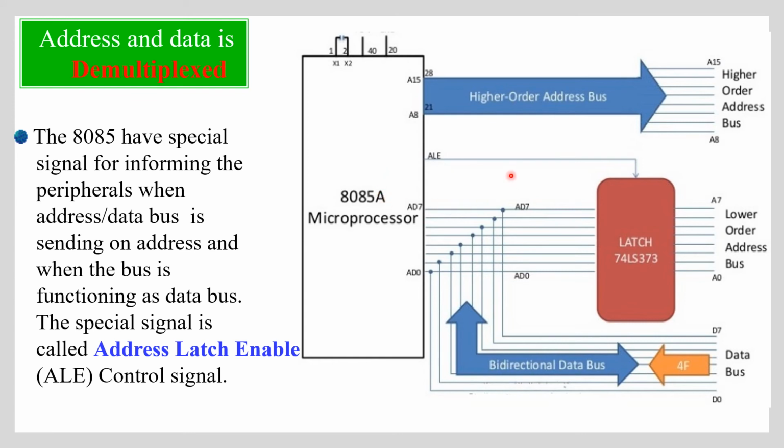Now let us see how the address and data are demultiplexed. Multiplex means combined; now we will separate them. The 8085 on a 40-pin DIP did not have enough pins for all the input and output.